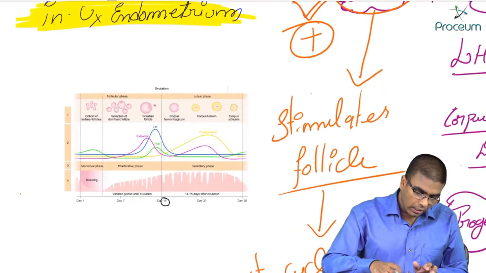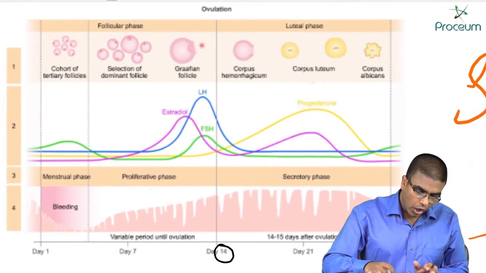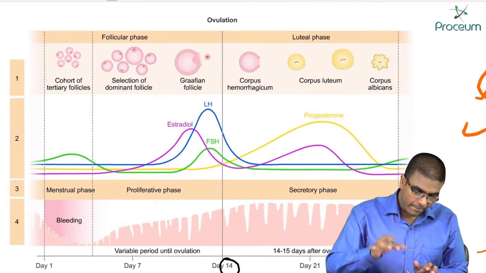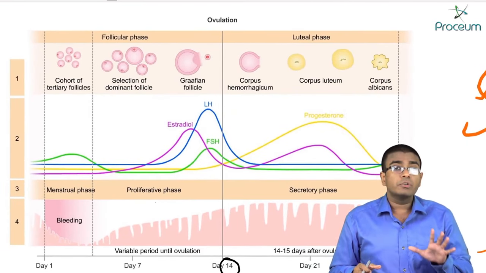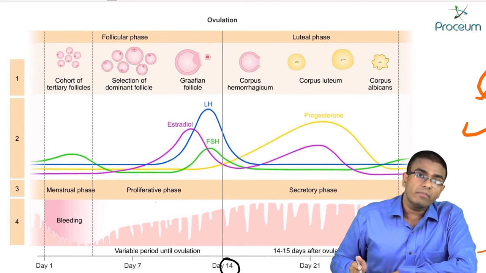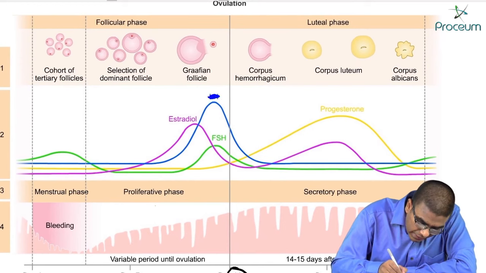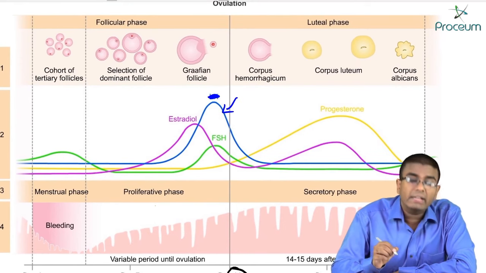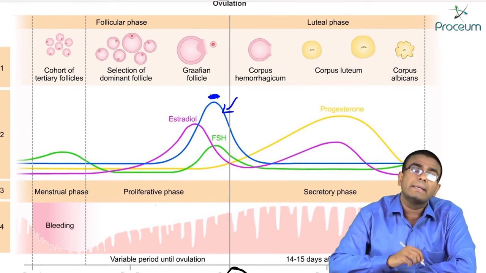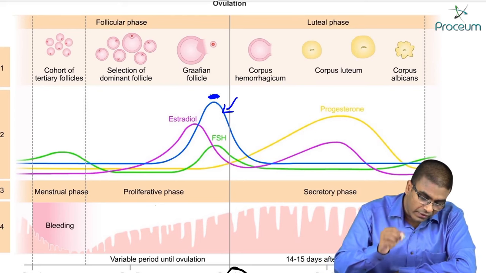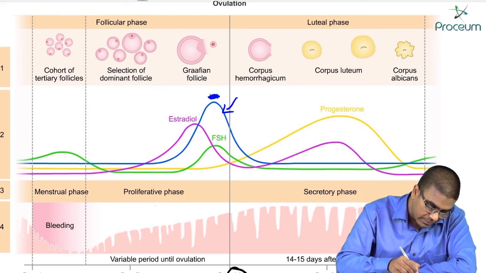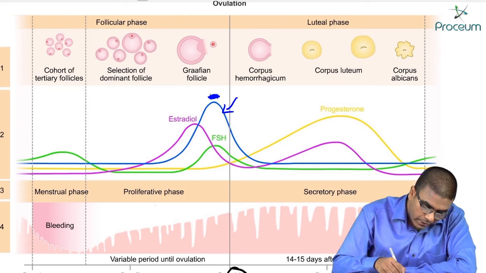The second half of the menstrual cycle is known as the luteal phase, or you can even call it the secretory phase. Now, once concentrate on this graph. Two to three important MCQs they will be asking you from this graph. They will be giving you this graph, and for example, they won't show you this LH, and they will simply mark it, and they will ask you, what is this graph depicting? This graph is for FSH, LH, estrogen. They will ask something like that.